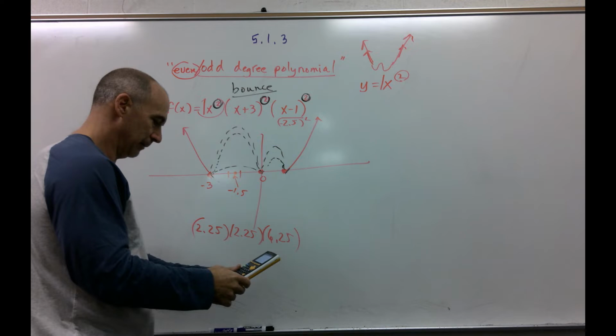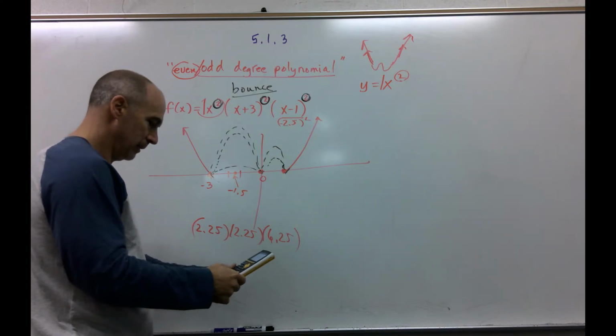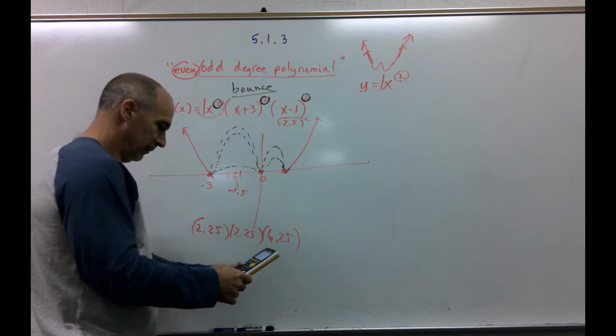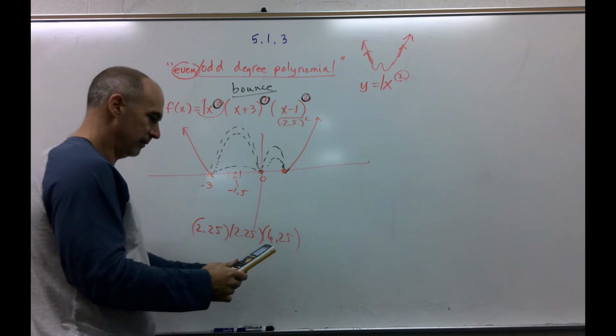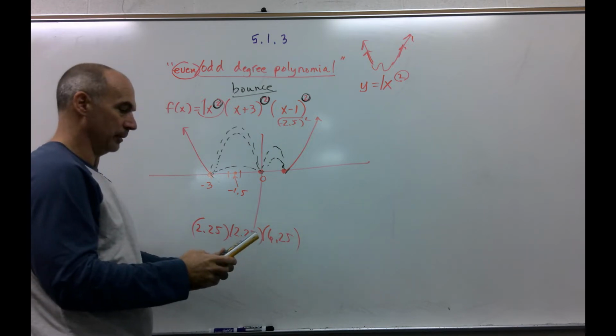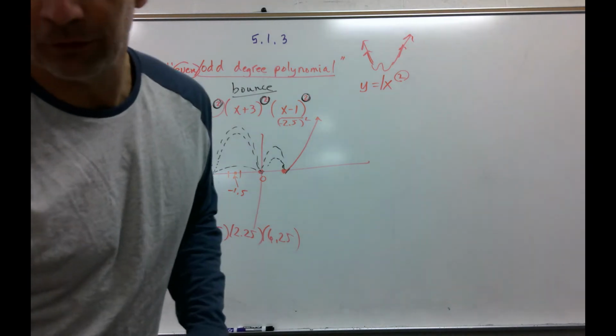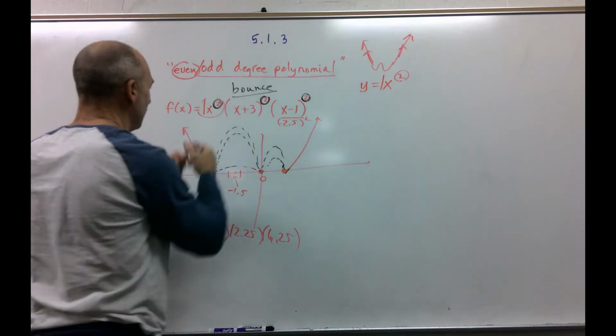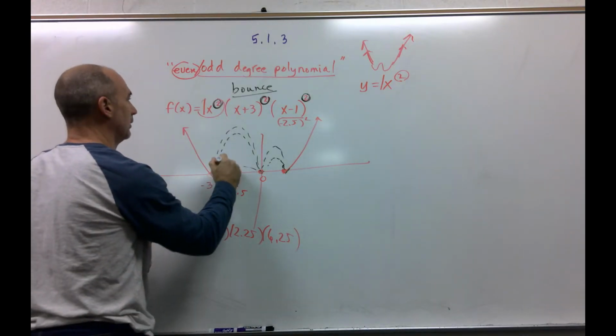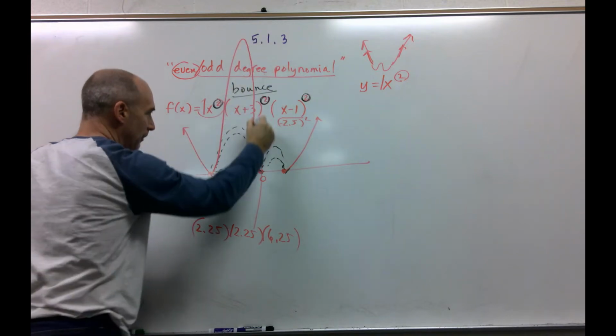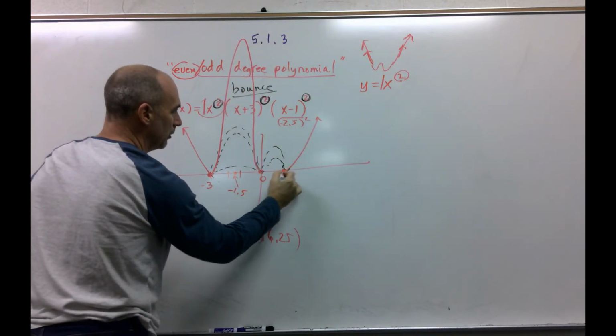Now if I take my handy dandy calculator and I multiply all those values out, 2.25 times 2.25 times 6.25, I get 31.64. So, obviously I don't have room on this board, but it goes like this, goes way up, comes back down, and now I've got 0 and 1.